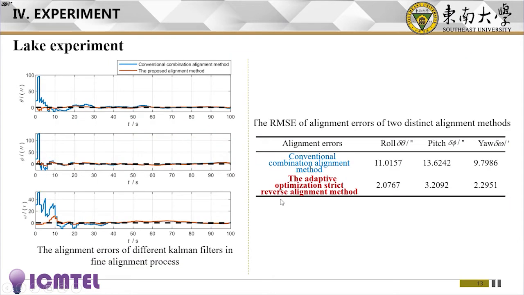It is obvious from the figure and table that the convergence speed of the conventional combination alignment method is affected by the rough initial value at the beginning of the moving-base alignment process. The initial inaccurate and oscillating angle values will pollute the filter, which needs to be overcome. Unfortunately, the alignment result can achieve higher accuracy only when more inertial navigation data are obtained in the alignment process.